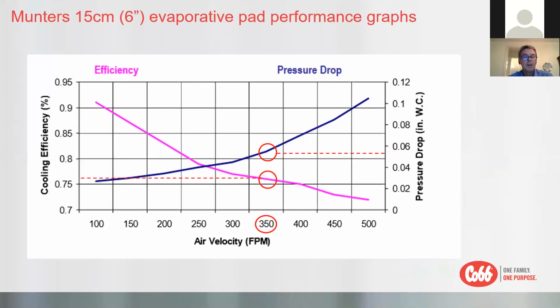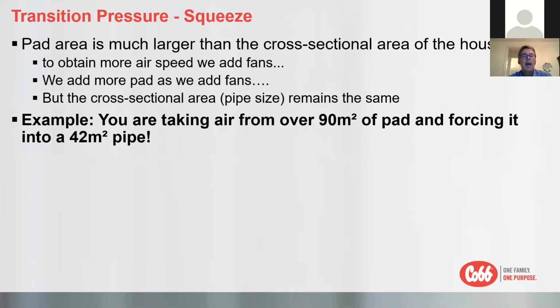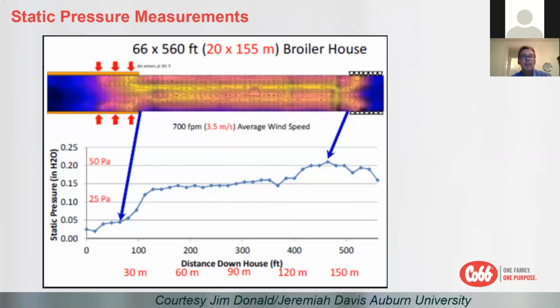Where the air enters the house, if you have a cool cell, we know that the pressure drop across the cool pad is going to be somewhere in the region of 10 or 12 Pascal, or 0.05 inches of water column. As the air turns in the house and goes down the pipe, into the cross section of the house, that squeeze effect, we call it the transition pressure or squeeze pressure. We take in air through a large opening, we then squeeze it into a narrow pipe. That squeeze effect has a significant pressure drop.